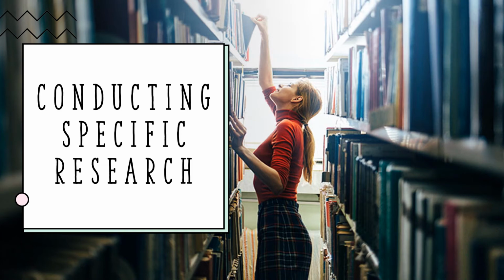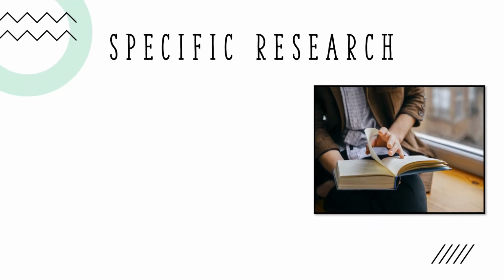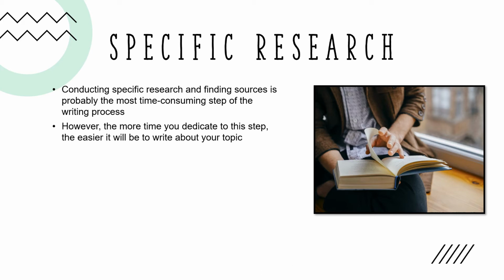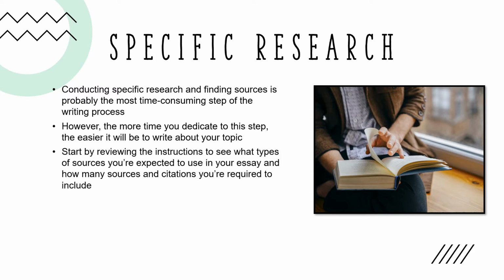Now you can begin conducting specific research on your topic. Conducting specific research and finding sources on your topic is probably the most time-consuming step of the writing process. However, the more time you dedicate to this step, the easier it will be to write about your topic in the drafting step. Start by reviewing the instructions for your writing assignment to see what types of sources you're expected to use in your essay and how many sources and citations you're required to include.